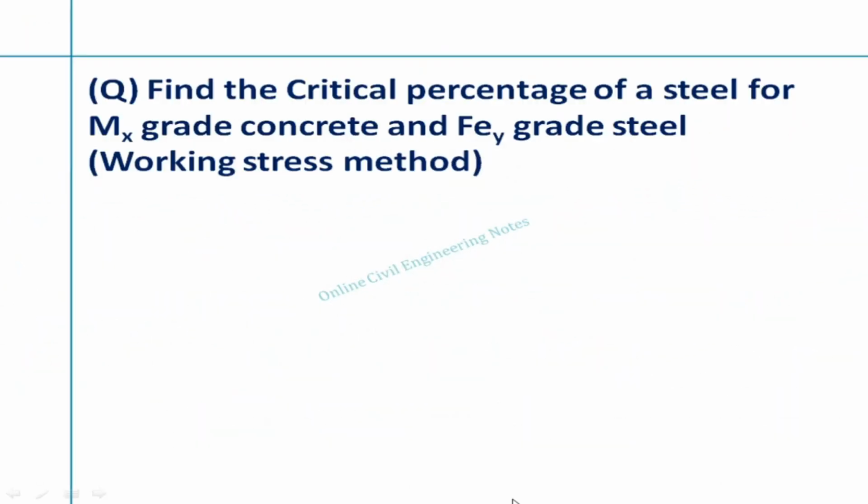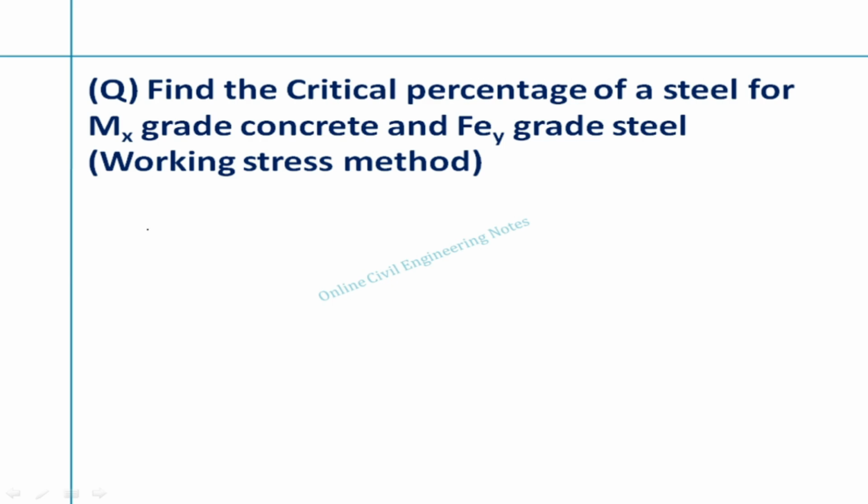Find the critical percentage of steel for M-X grade concrete and Fe-Y grade steel in the working stress method. Working stress method is a method used to find the stresses in concrete and stresses in the steel. They can be checked with the permissible stresses.